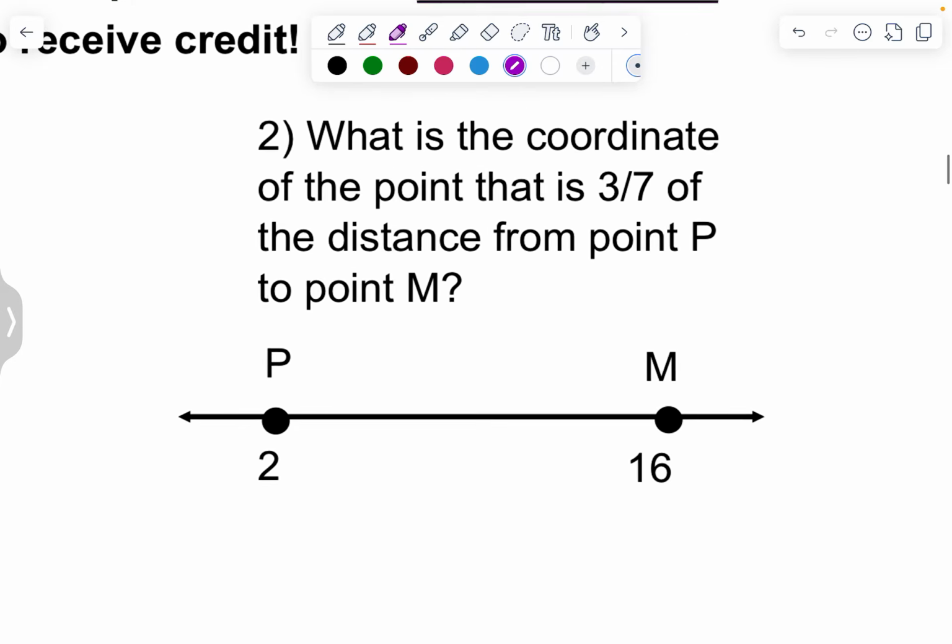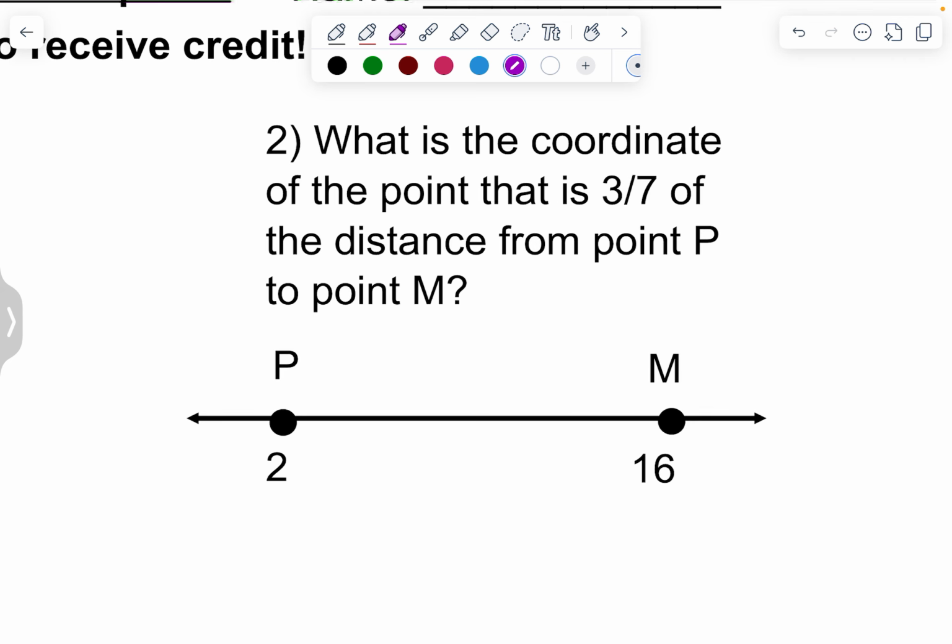We're going to start with number 2 because that's on the number line. It says, what is the coordinate of the point? Coordinate means what is its location? What is its number? What is the coordinate of the point that is 3/7 of the distance from point P to point N?